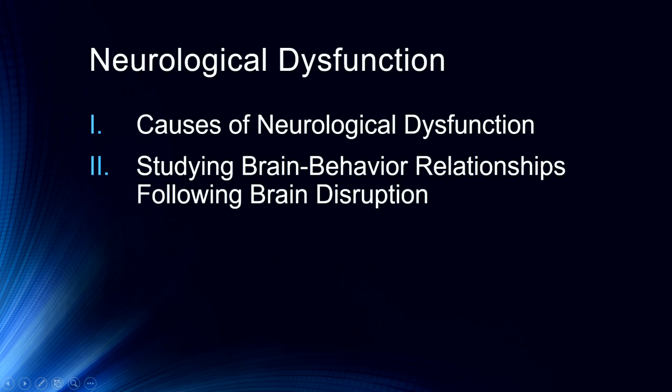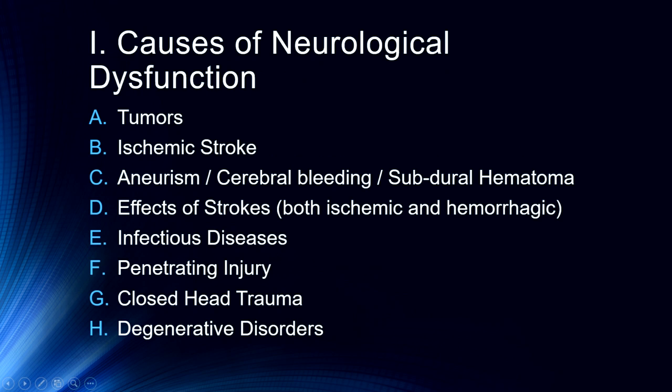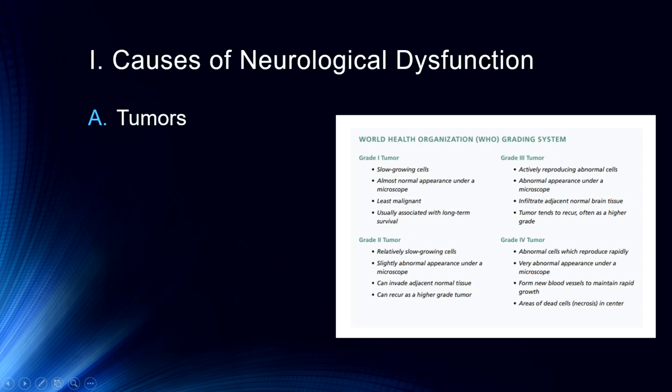But let's start off by talking about some causes of neurological dysfunction. As I said, this is a pretty hefty list, but we'll run through these quickly. We're not going to do a deep dive into these, just enough for you to understand the issues involved and what's happening there. So we're going to talk about brain tumors, ischemic stroke, aneurysms or cerebral bleeding, subdural hematomas, effects of stroke, infectious diseases, penetrating injuries, closed head traumas, and degenerative disorders. Let's start with tumors.